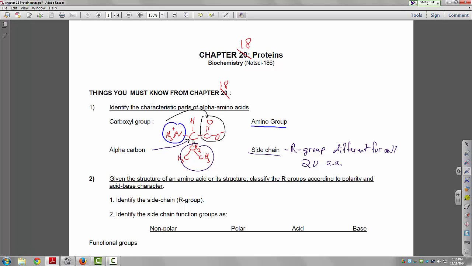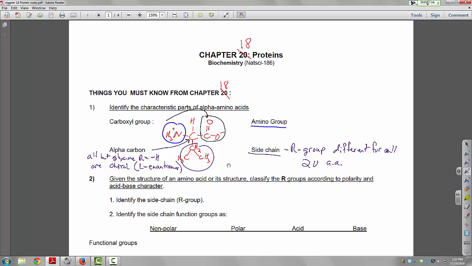Something else you should be aware of: these amino acids are all chiral, except for glycine. Glycine has the side chain as a hydrogen, so there would be 2 hydrogens attached to this alpha carbon, and it would not be chiral, but all the other amino acids are chiral. So where it says alpha carbon, I'll say all but glycine, in which the R group equals a hydrogen, are chiral. And they are all the L enantiomer.